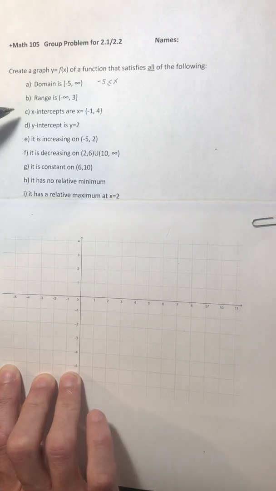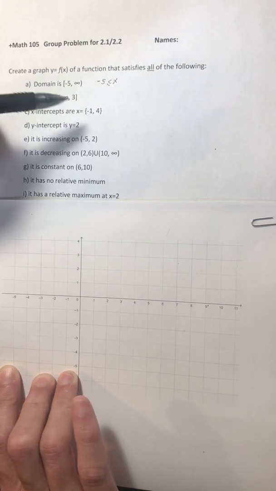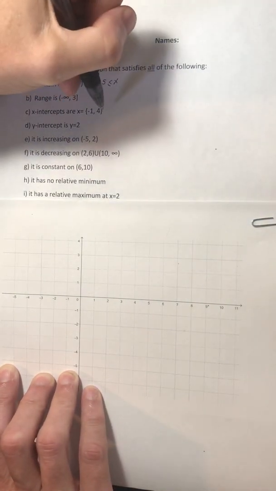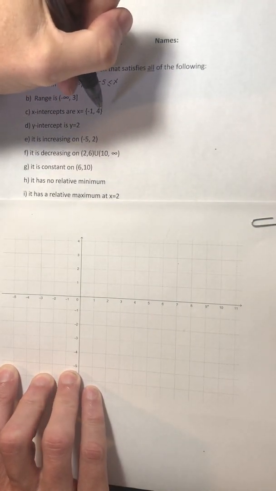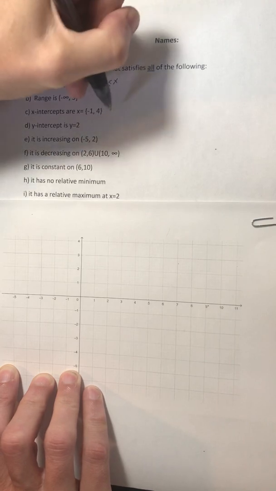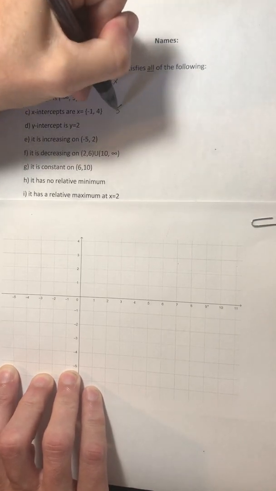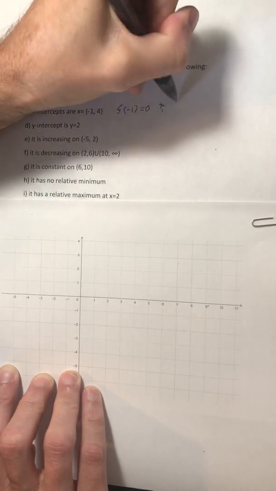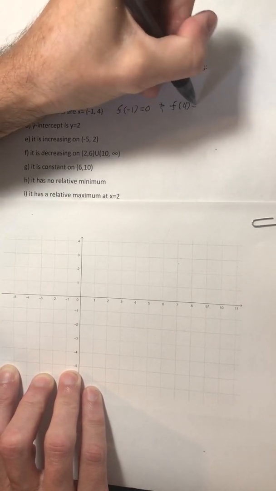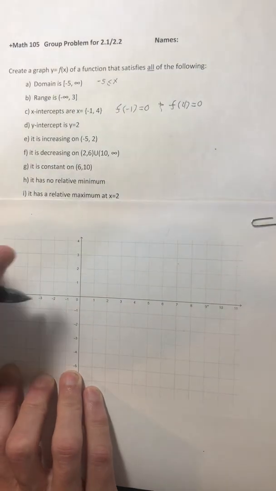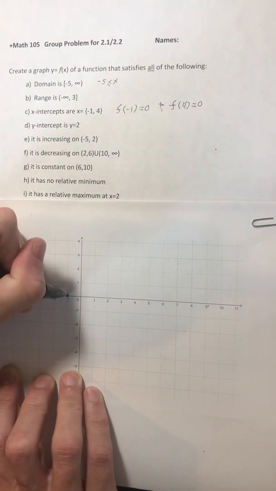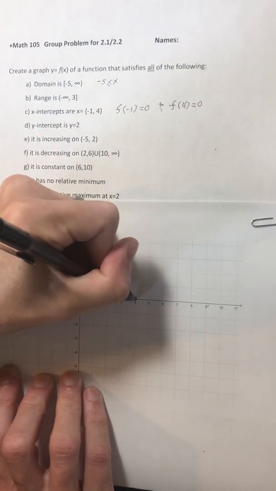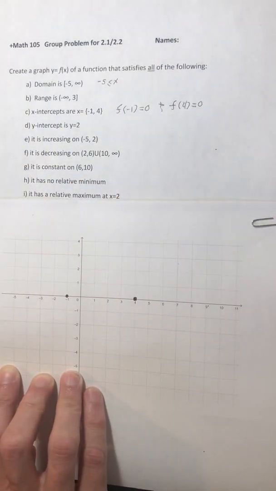Okay, the x-intercepts are at x equals -1 and at x equals 4. So again, that means that it crosses the x-axis there. So that means f of -1 equals 0 and f of 4 equals 0. So whatever it is, it's got to be right here at (-1, 0) and at (4, 0). So I've got 2 points that I know are on my graph.